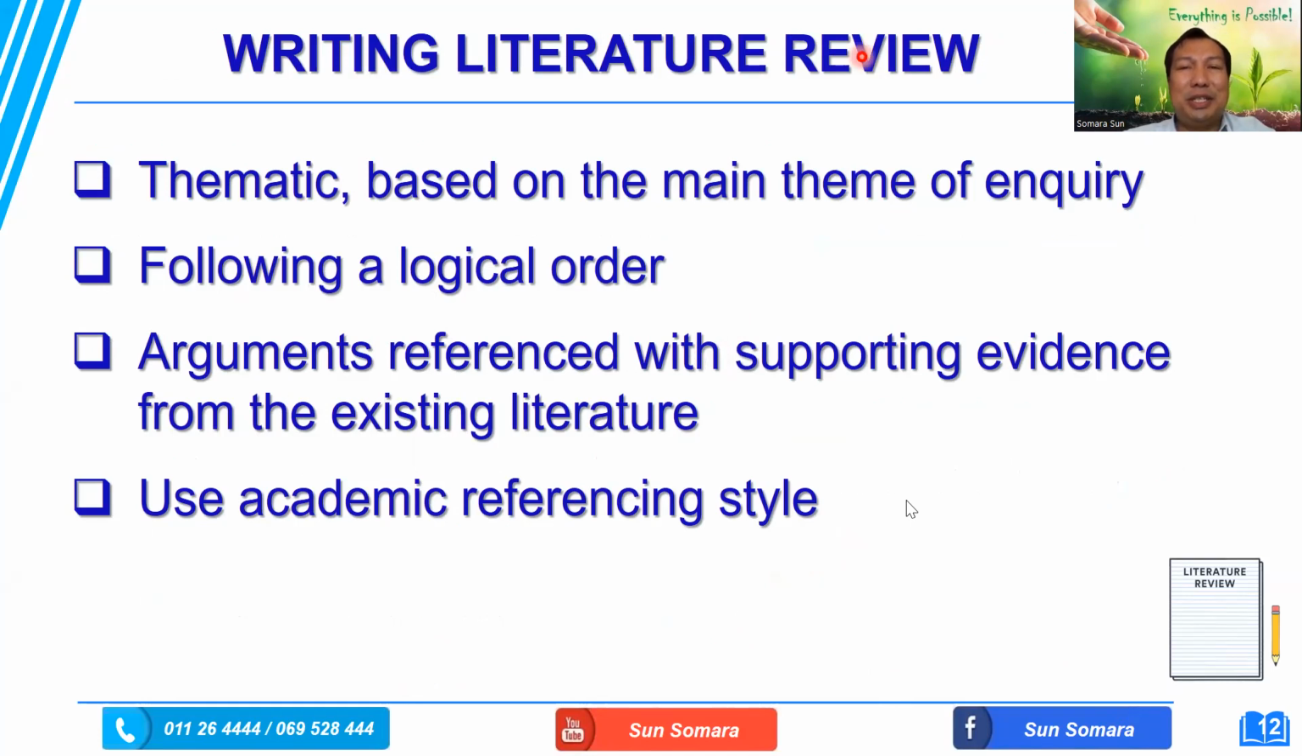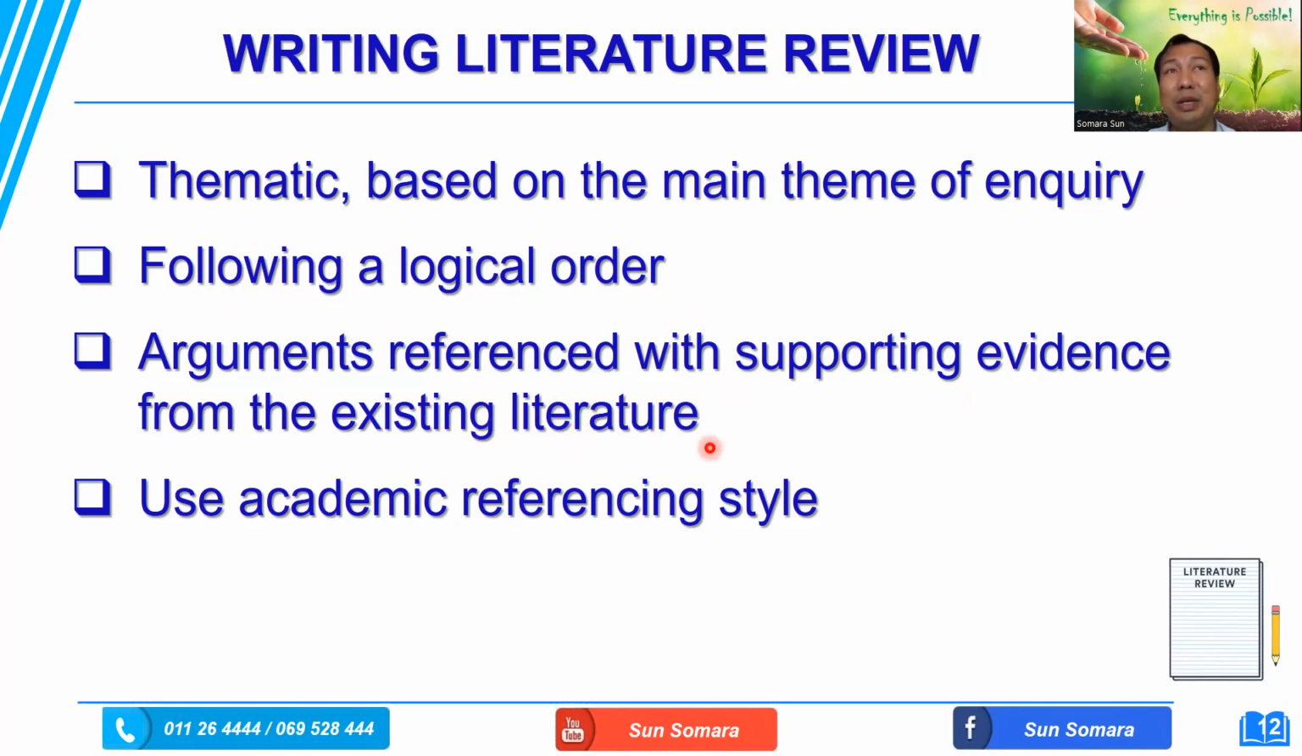About writing the literature review, you start writing. So what is this part about? We can say it is about semantics. You need to categorize things to be the same, based on the main inquiry. You need to put it in chronological order, so which one comes first, and which one needs to be achieved. And the arguments are supported with evidence from the existing literature.